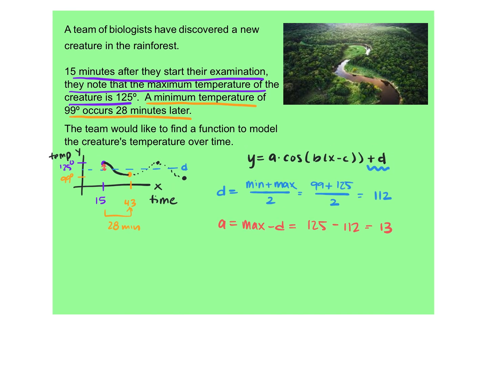Next, I'm going to look at the period and see how that has changed from my original cosine function so that I can calculate this b value. Our b value is going to be 2 pi divided by the period length. Now 28 minutes isn't the period, that's half of the period. Right, from the maximum to the minimum, that's half of the cycle. So the period would be twice that value. So I need 2 pi over 2 times 28. I left it as 2 times 28 because those 2's are going to simplify out. So I'm left with pi over 28.